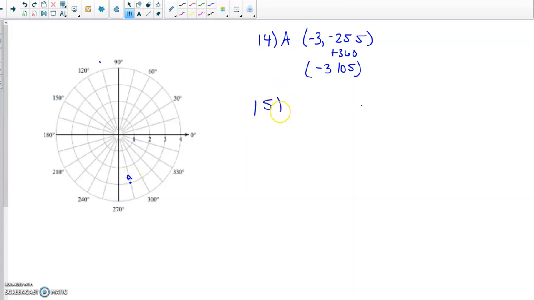15, which is B, is 2, sorry, the delay is weird, and -210. So we're in the same position as we were with 14. We've got to get rid of that negative, and we're going to add 360. And we get 2 and 150. Notice nothing now is negative, so we're just going to go to, where's 150? Here's 150. Count 1, 2. And there's your B.